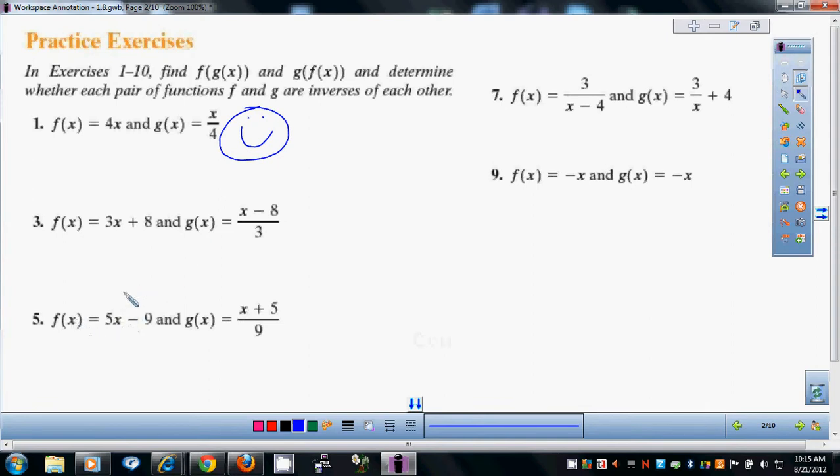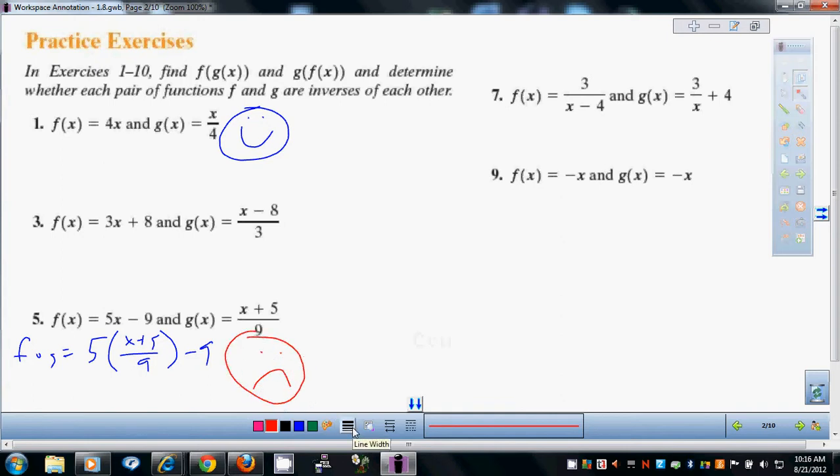Let's try that one. First, f of g. I'm going to leave off the x just to save space. Times x plus 5 over 9 minus 9. Does anything cancel here? The 5 doesn't cancel. You could distribute the 5, but in the end, nothing's really going to go away here. So I'm just going to stop right here. As soon as you see one's not going to go to x, then they are not going to be inverses of each other. You could just stop. Those are not inverses because it does not filter down to x.